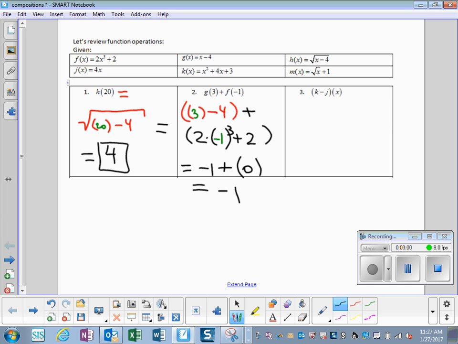Right? So this is just a numerical expression that I'm evaluating. I can enter it as is into my calculator, or I can do this by hand, remembering the order of operations. Good? So far so good?